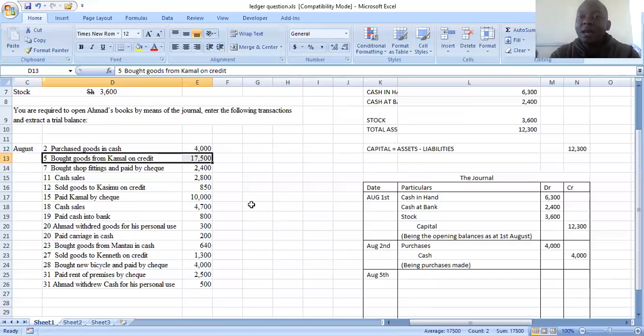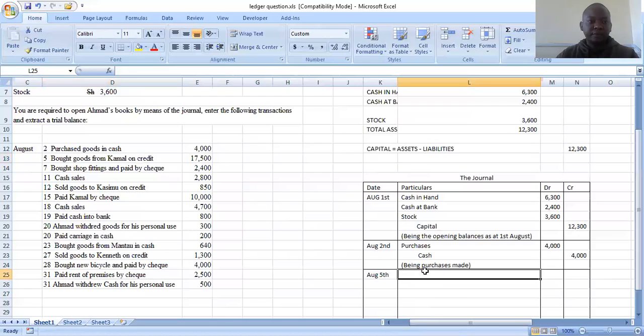So in this case, we are incurring more purchases. Purchases have increased, so therefore we debit purchases account. Kamal's account being a creditor, being a liability, this liability is increasing. So we are owing more to Kamal. So the liability is increasing, we credit Kamal's account. So therefore, debit purchases, credit Kamal's account.